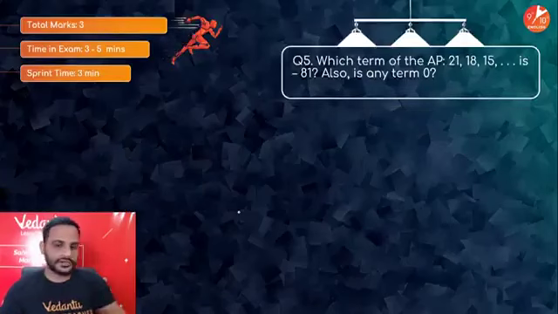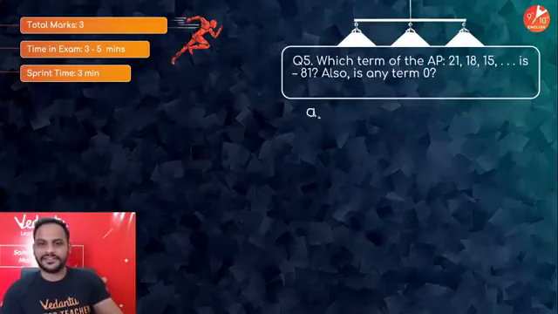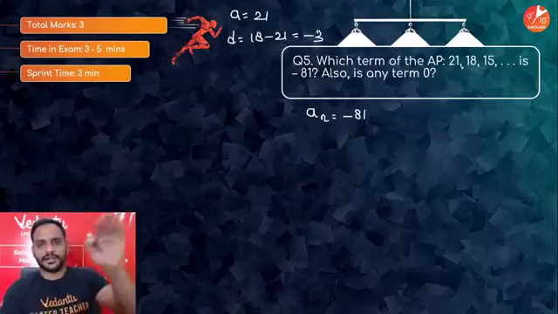Alright, now let's go for the next question. Which term of this AP 21, 18, 15 is minus 81? Also, is any term 0? So first let us find out which term is minus 81. So let us say an is equal to minus 81. For this AP, first term is 21. Common difference is 18 minus 21, which is equal to minus 3. Always a2 minus a1. AP decreasing, so common difference is negative.